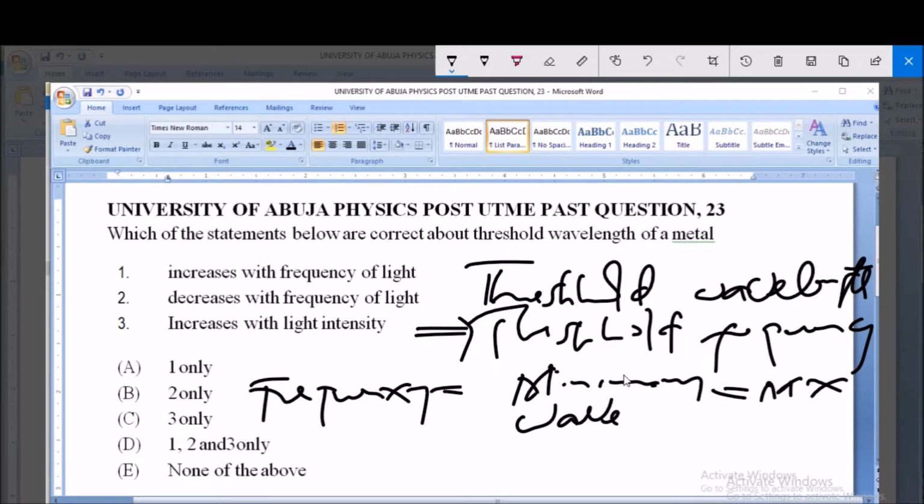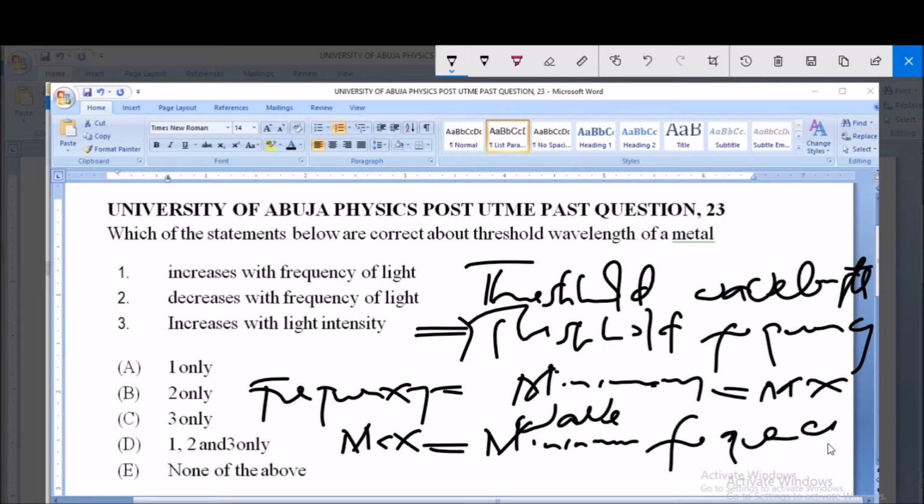Now, in photoelectric effect, when the wavelength is at its maximum, the wavelength will give you the minimum frequency, which is the threshold frequency.